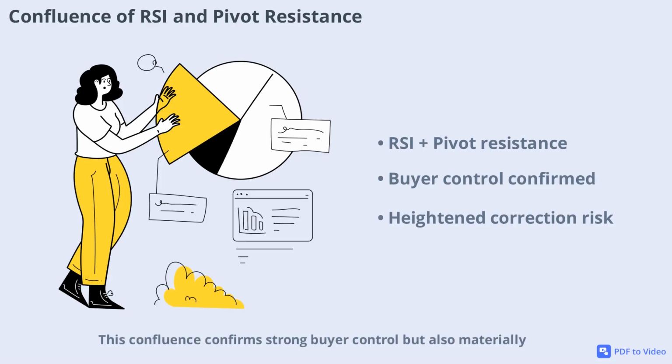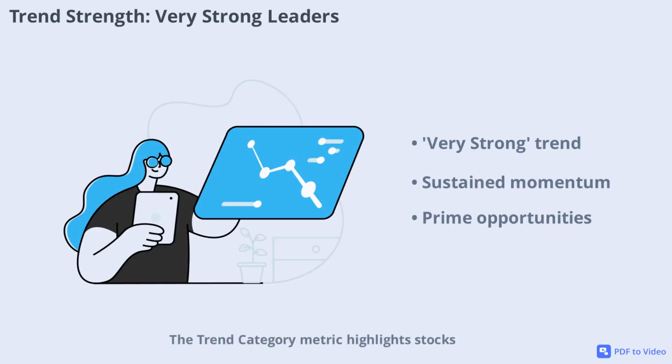This confluence confirms strong buyer control, but also materially increases the vulnerability to a short-term price pullback or consolidation, making it a critical watchpoint for investors. Trend category metric highlights stocks with the most durable price movements.